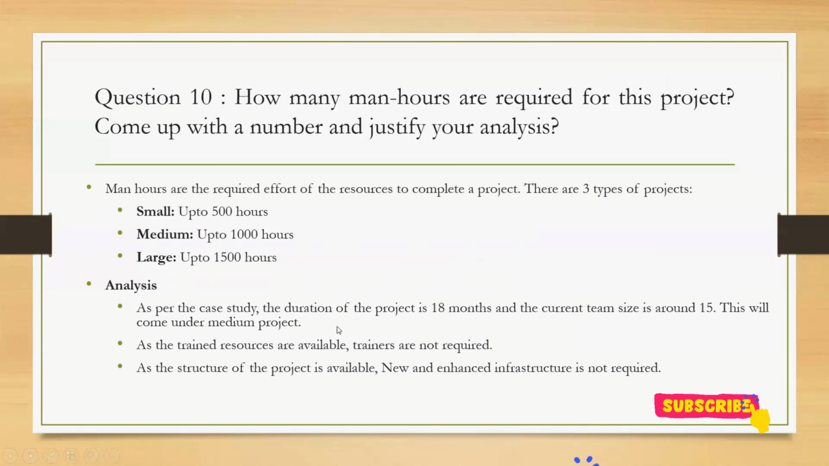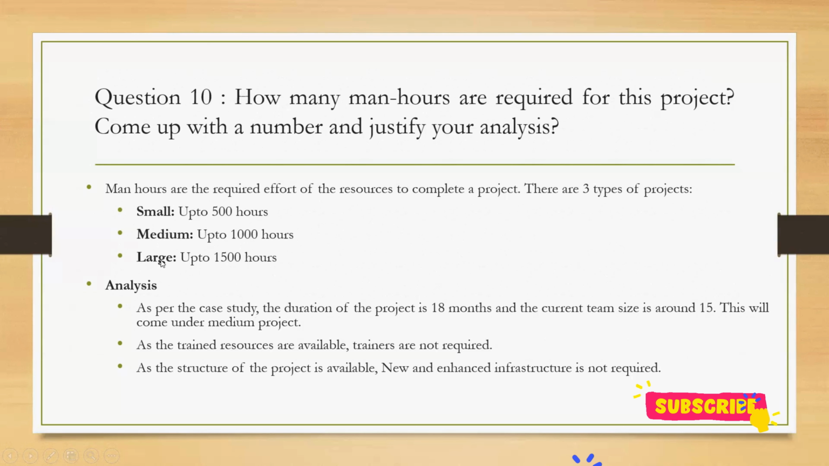Then coming to question number 10, here they have asked how many man hours are required for this project, and to come up with a number and justify your analysis. So here, what are man hours? Man hours are the required effort of the resources to complete a project. So there are three types of project. The small projects would take up to 500 hours, okay, and medium projects would be up to 1,000 hours, and large projects would be up to 1,500 hours.